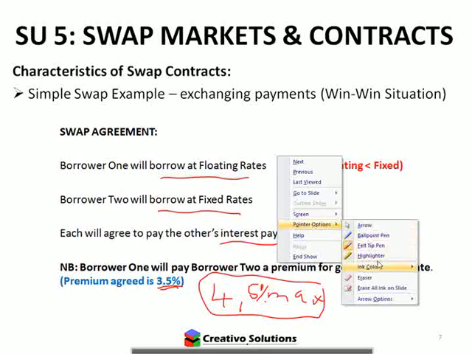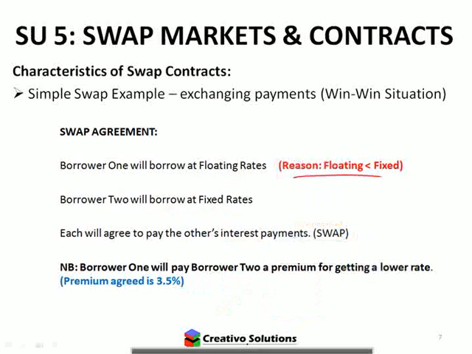Why do I say that? Well, there's the note. We spoke about it. The reason: floating is less than fixed. And here, borrower 1 wants fixed payments. Alright, so that's structuring the swap. So identifying the scenario, interpreting the scenario, and then coming up with the solution.